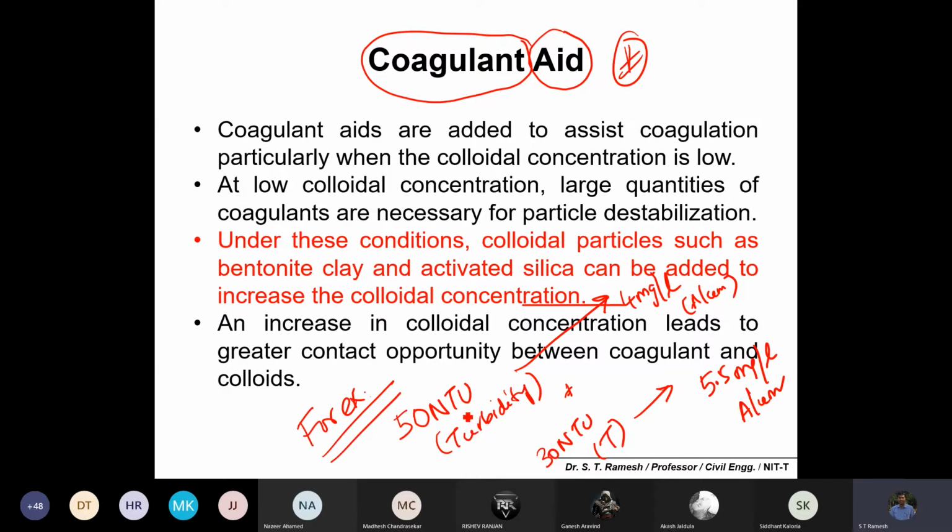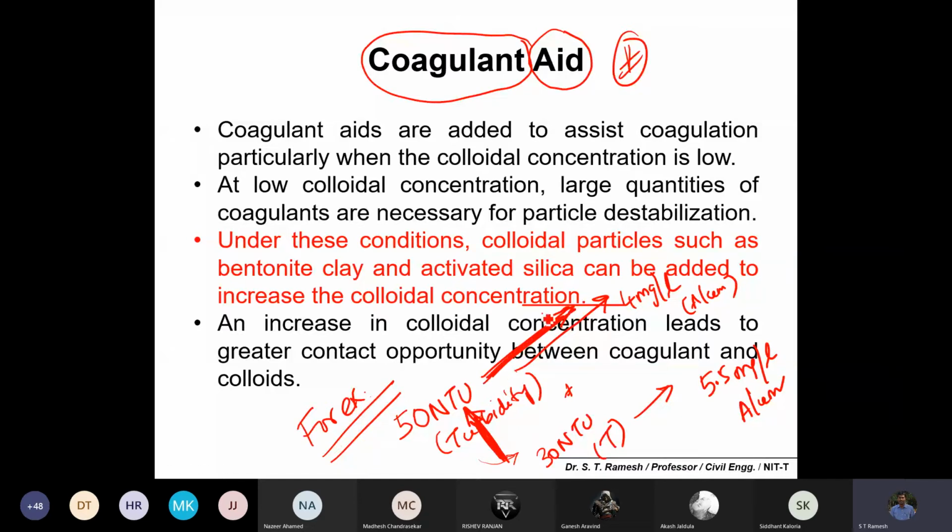Yes, sir. 50 NTU may require 4 milligram per liter. I can operate the plant very nicely without any difficulty. But suddenly I may have water coming in with only 30 NTU. I know that 30 NTU may require higher addition of alum for the removal. So what I do now, instead of adding 5.5 milligram per liter of alum, I may artificially increase my turbidity to 50 NTU. Thereby, my chemical requirement will come down to 4 milligram per liter.